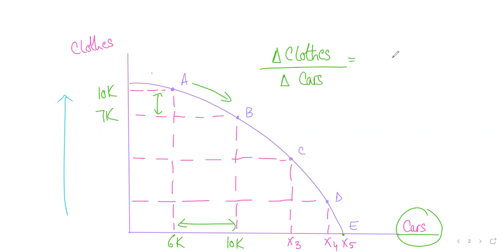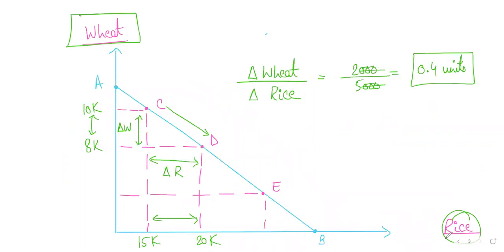So the change in the quantity of clothes is 3,000, because that is decreasing from 10,000 to 7,000. And how much is the increase in the quantity of cars? 4,000 units. So you do the maths, and that gives you 0.75. This means that to produce every additional unit of car, you have to give up 0.75 units of clothes. Right, 3,000 divided by 4,000. Excellent, absolutely, very good.